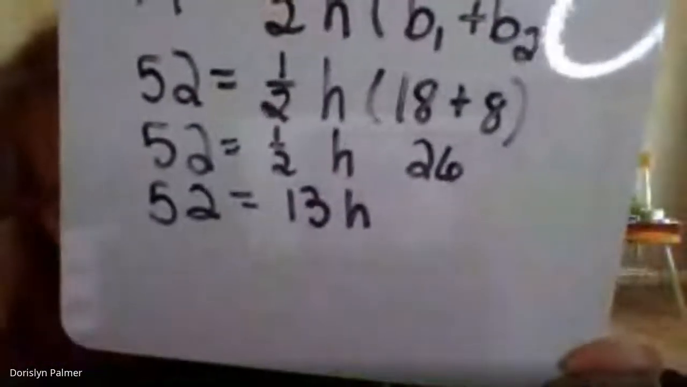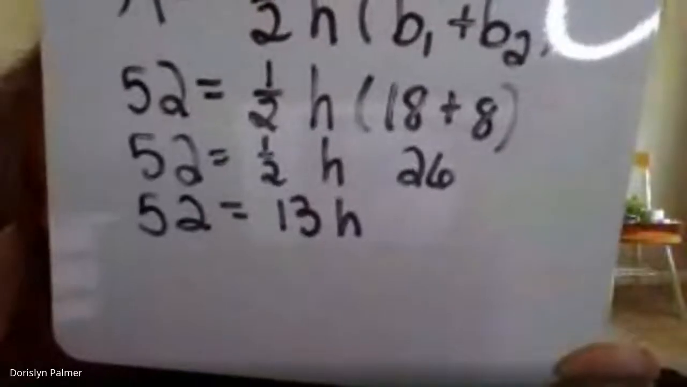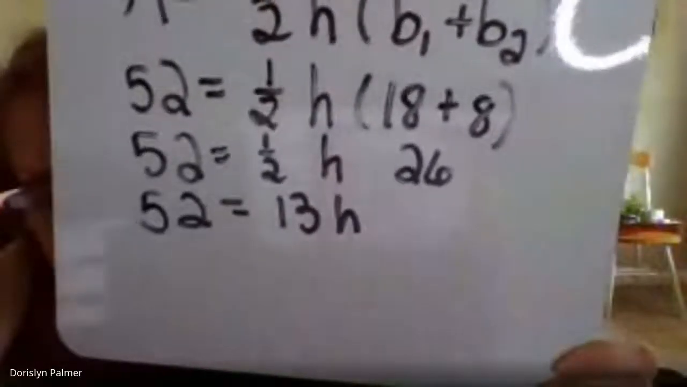And we're using our algebra rules. We want to solve for H. H wants to be all alone. So we have to divide both sides by 13. And H will equal 4 feet. All right. Remember, you're allowed to use a calculator.